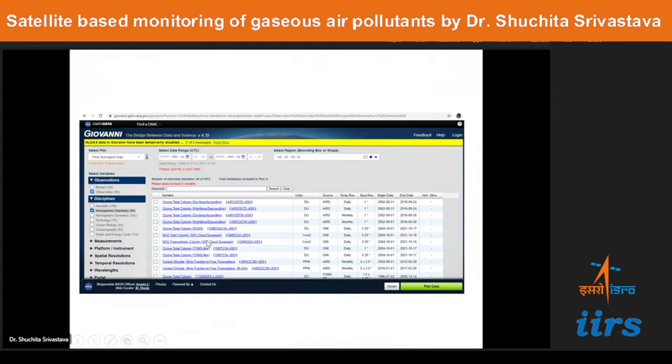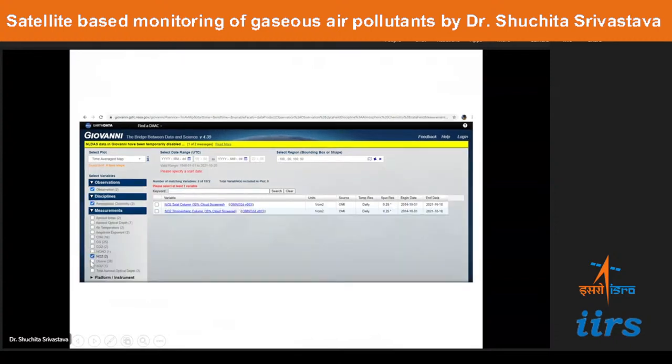You will get data from different platforms. So here you can choose one of the pollutants. Like here I have chosen NO2. So you can see what data are available. It is OMI data in molecules per centimeter square. It is daily resolution data at a spatial resolution of 0.25 degree by 0.25 degree, and the begin and end date is also given. So if you want this data, you have to select it from here, and then you can generate a time averaged map, or an area averaged time series.